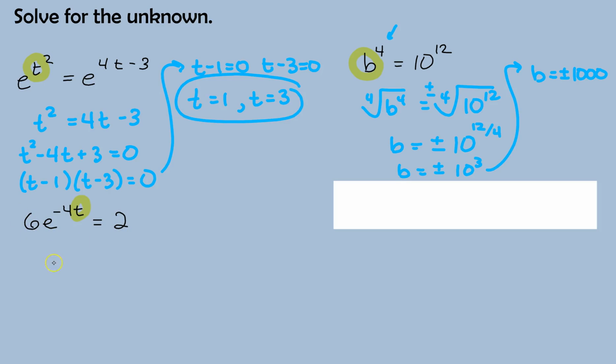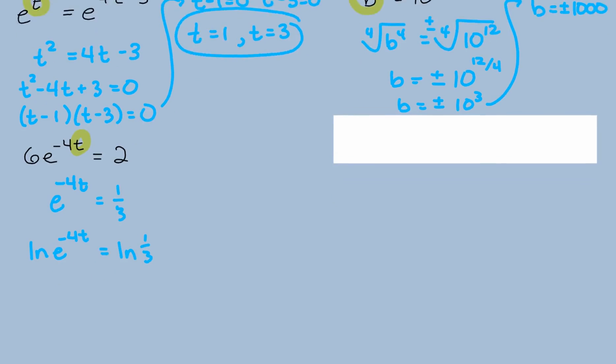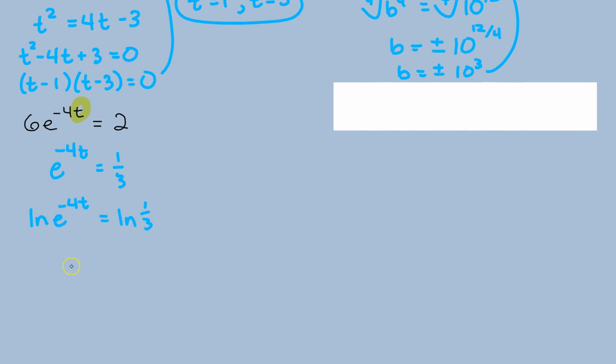We start by dividing both sides by 6. And then we're going to take the log of both sides. And because we're using base e here, let's use log base e. And remember, log base e is the natural log. So natural log of the left equals natural log of the right. Now the natural log and the e are inverses. They're going to cancel, leaving you with just negative 4t. So negative 4t equals natural log of 1/3. Divide both sides by negative 4 and we'll have t by itself. So we have natural log of 1/3 over negative 4.